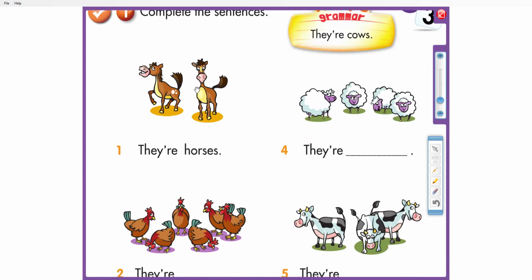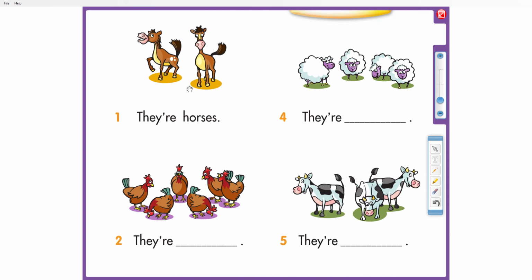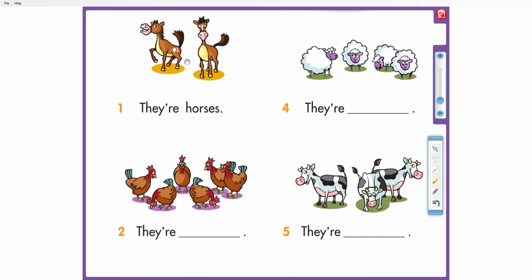So, number one, what are these? They are horses. They are horses because we have two horses. Okay? Number two.